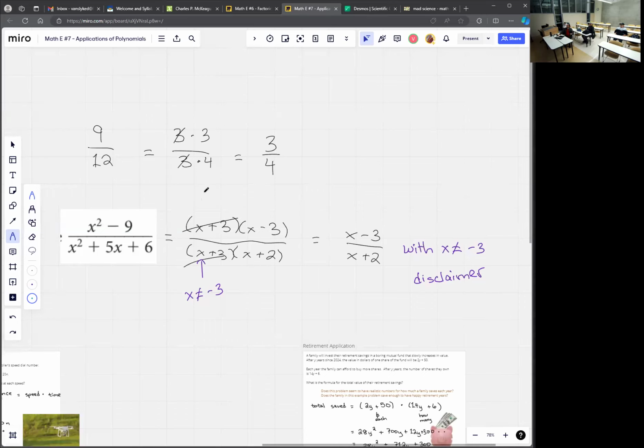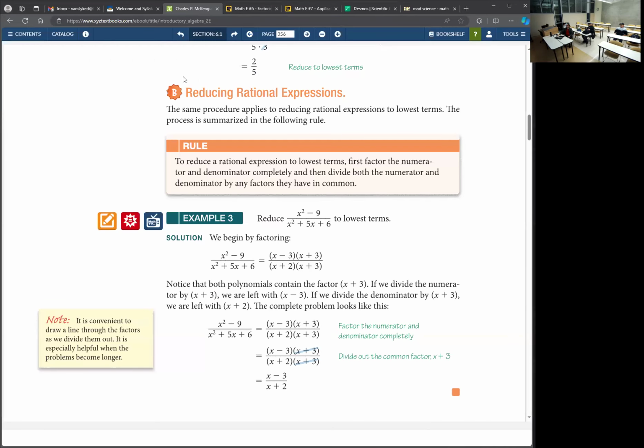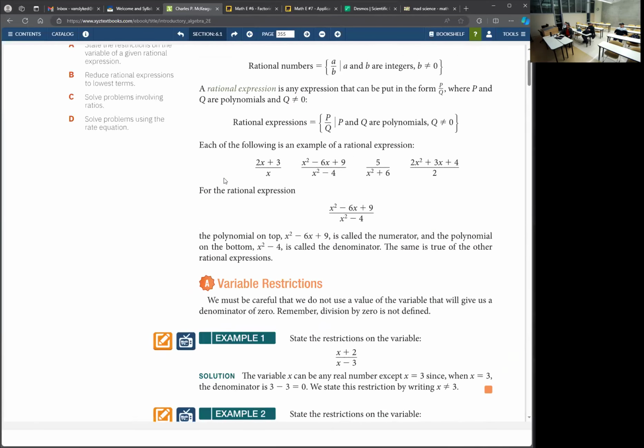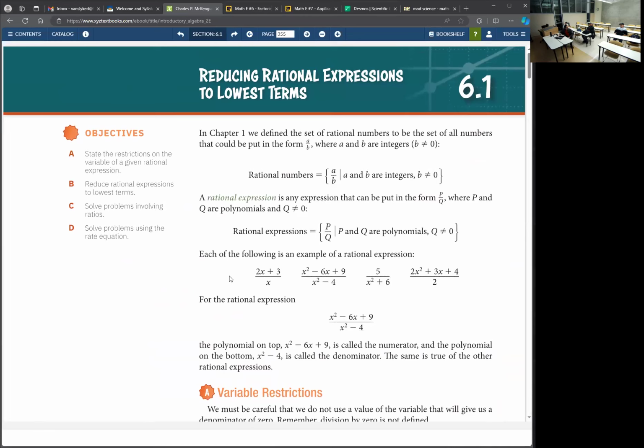So ta-da. Okay, so that's sort of scary, but hopefully not too scary. It really just seems like the same thing we're doing reversed. Well, just the fractions, I guess. Yeah, we're adding fractions to polynomials. We're making fractions out of polynomials.